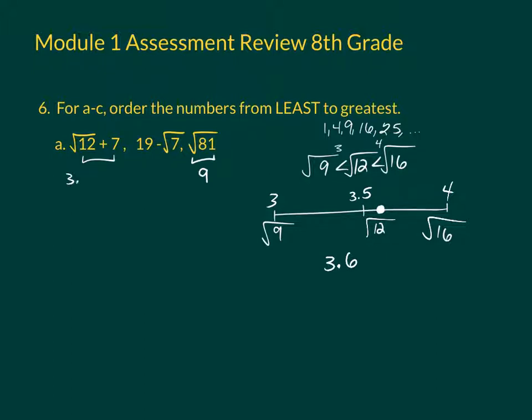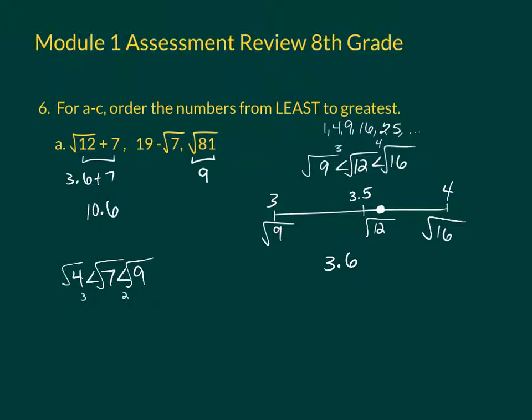So over here, 3.6 plus 7, that's about 10.6. So the square root of 12 plus 7 is about 10.6. 19 minus square root of 7, we can estimate square root of 7 the same way. So we know that 7 is between 4 and 9, so if we take the square root, it is going to be closer to the square root of 9 because 7 is 2 units away from 9 and 7 is 3 units away from 4. So it's just a little closer to 9.